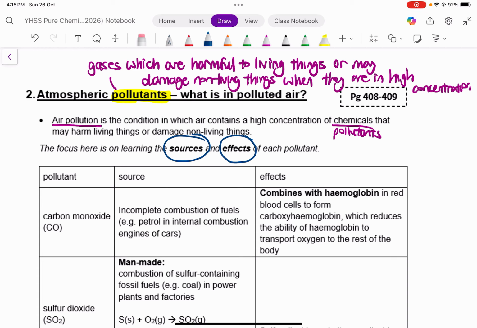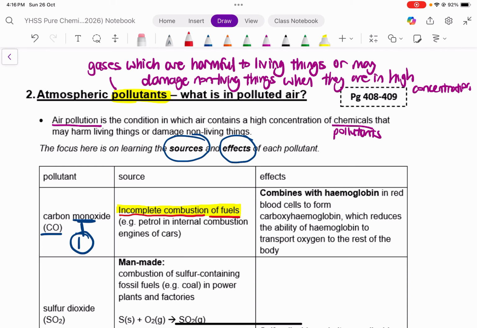Alright, so let's begin with the first pollutant. Now the first pollutant is carbon monoxide. Carbon monoxide, the mono indicates there is only one oxygen, monoxide. So therefore, CO is the formula, one carbon, one oxygen. Now, carbon monoxide source is actually the incomplete combustion of fuels. Alright, so incomplete combustion of fuels causes carbon monoxide to be formed.